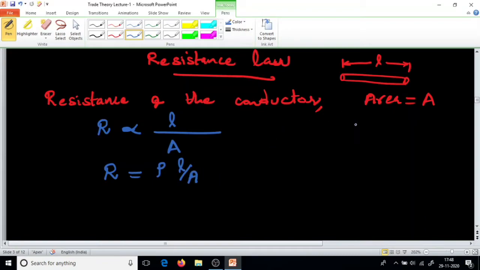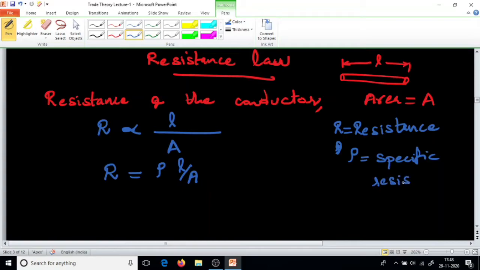Now here R is the resistance of the conductor. And L we already wrote. Now what is rho? Specific resistance of the material, of the wire in this case. So this is the equation for resistance.